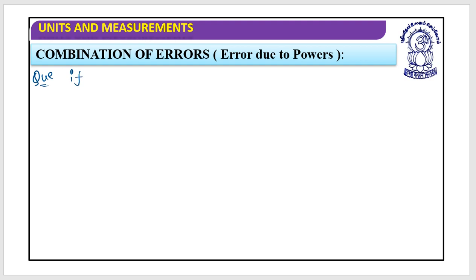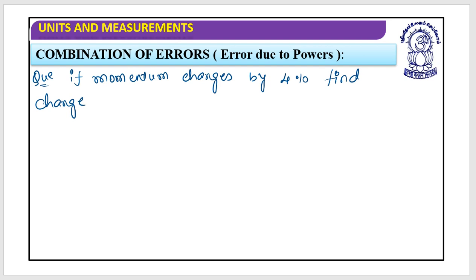If momentum changes by 4 percentage, find the change in kinetic energy. Well, it has been given that the mass remains constant.